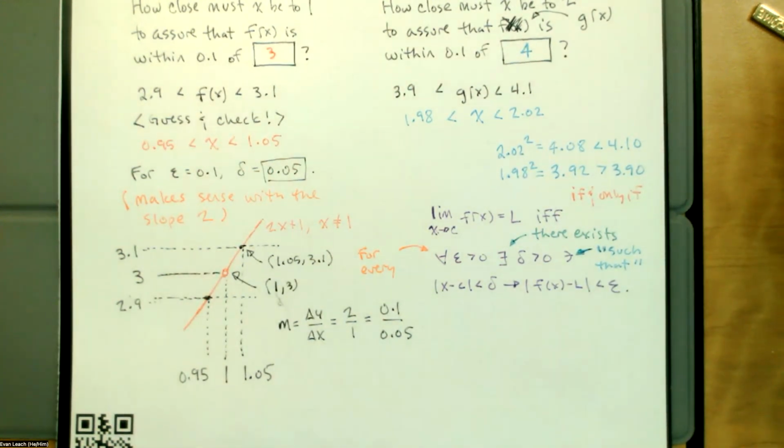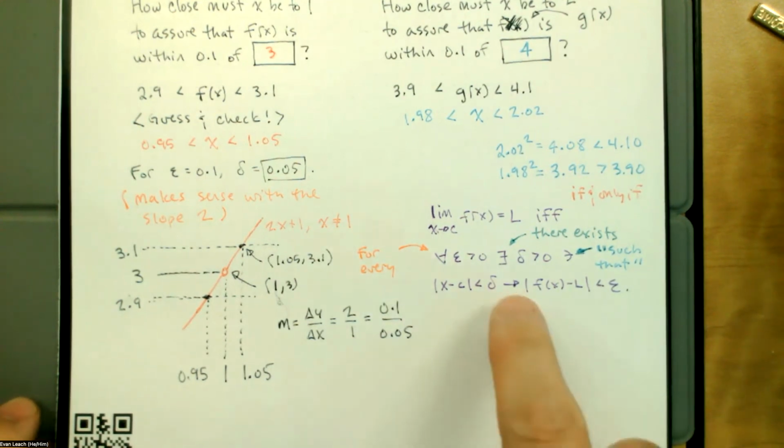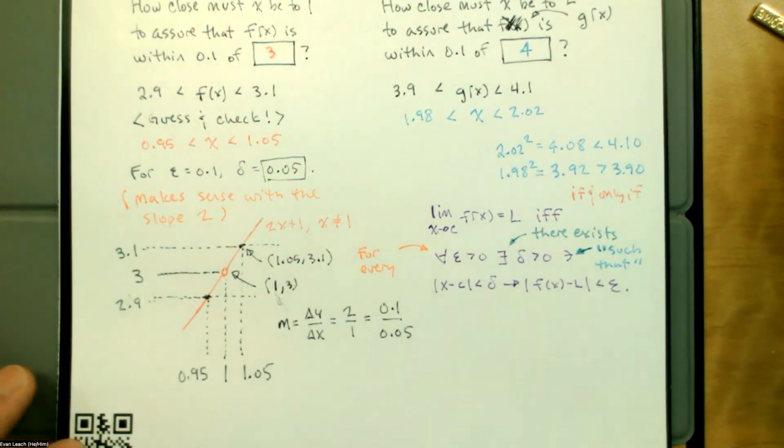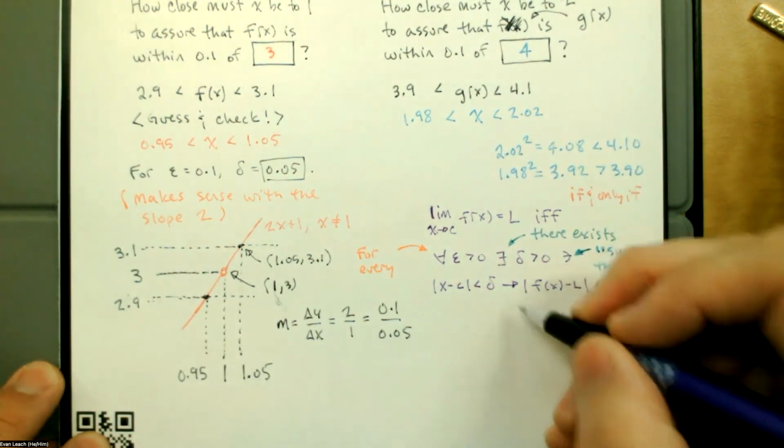Absolute x minus c less than delta. When the difference between x and c is less than delta, absolute value says on both sides, everything within delta units of c, and the arrow in this case would be read as implies.